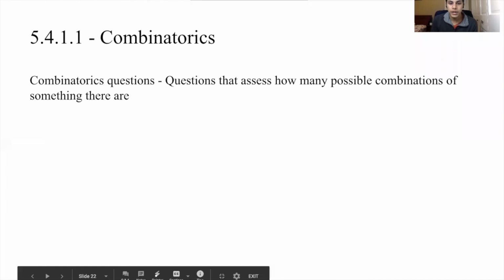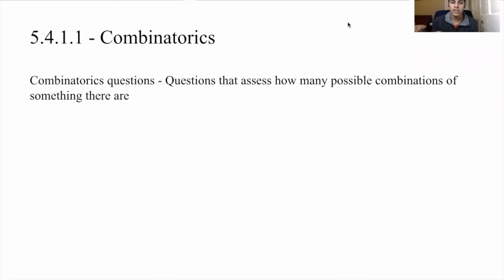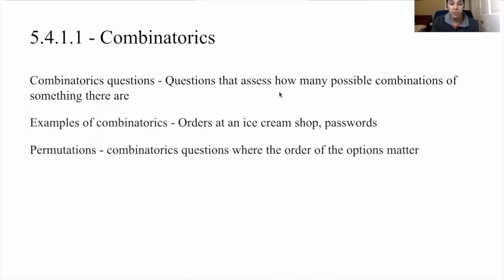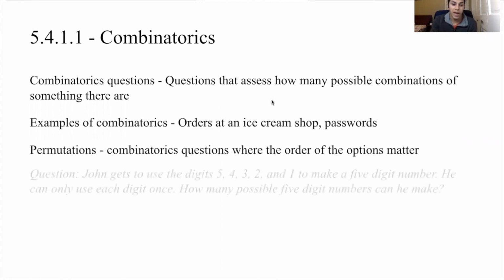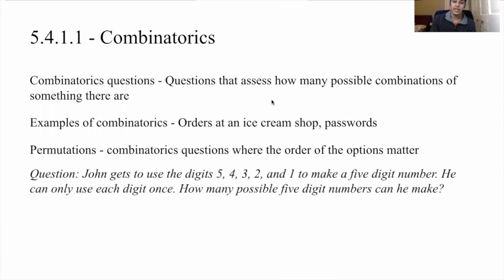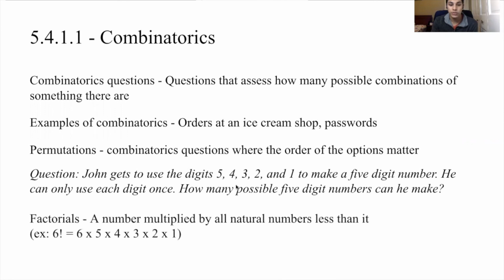All right, and just to quickly review what we've learned this lesson, we talked about combinatorics questions, which are questions that assess how many possible combinations of something there are. And we talked about permutations first, which is when the order of the options that you have matters. So an example is if you're making 5-digit numbers out of certain digits, but you can't use a digit more than once, then the order in which you put them matters. And then we figured out what factorials are, which is when, say you had 6 factorial, then you would take that number and multiply by all natural numbers less than it.